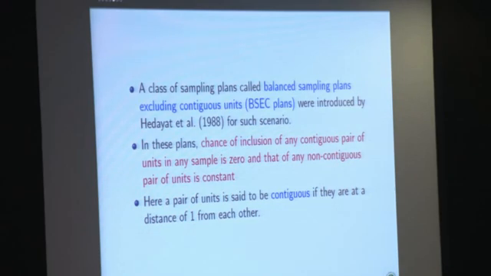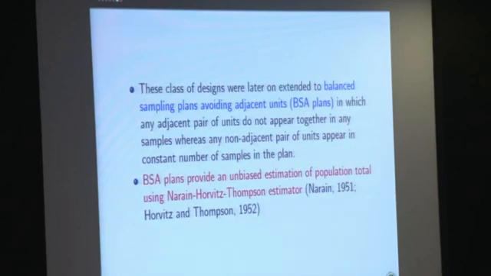And here the contiguous definition means if the units have a distance of 1. Suppose the distance is, say, 2 units; if they have distance 1, they are contiguous. These were later extended to a class of plans called balanced sampling plans avoiding adjacent units, that is, BSA plans. Here they considered the avoidance of more than distance 1 unit, that is, not just contiguous but also adjacent units, say up to a certain distance.